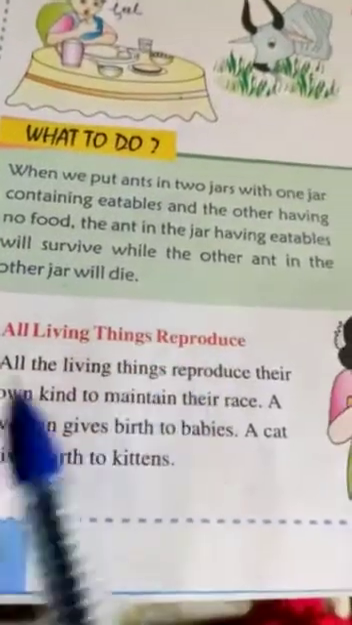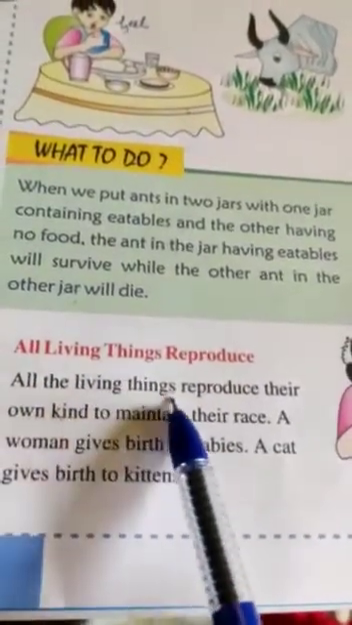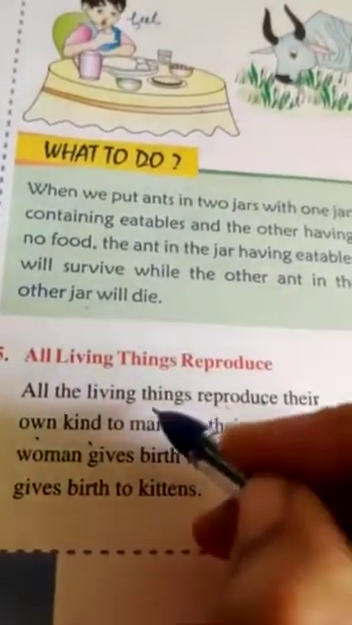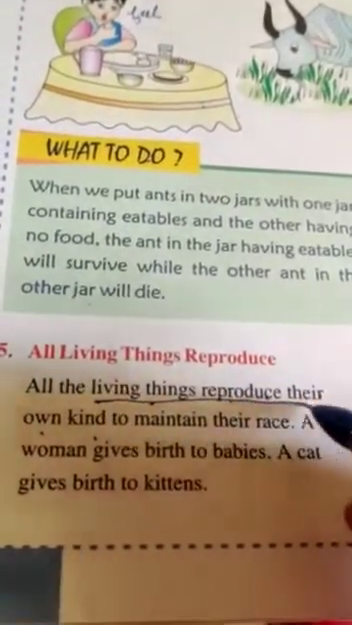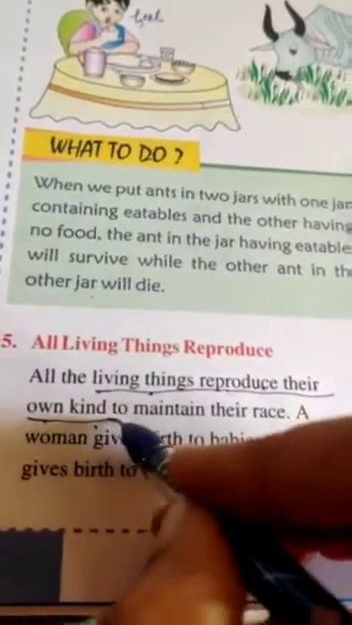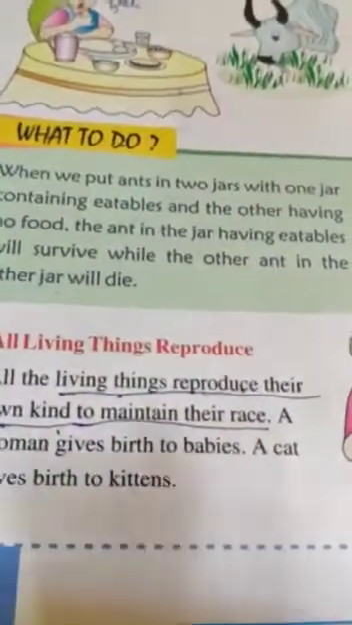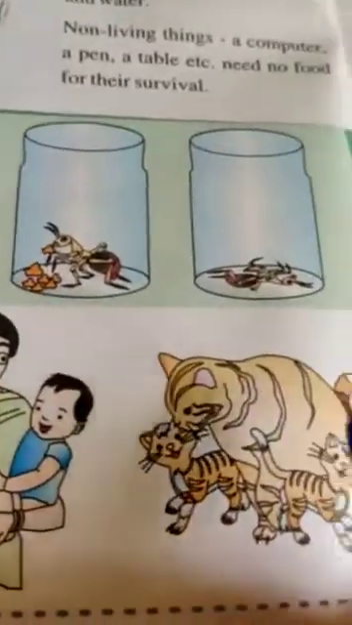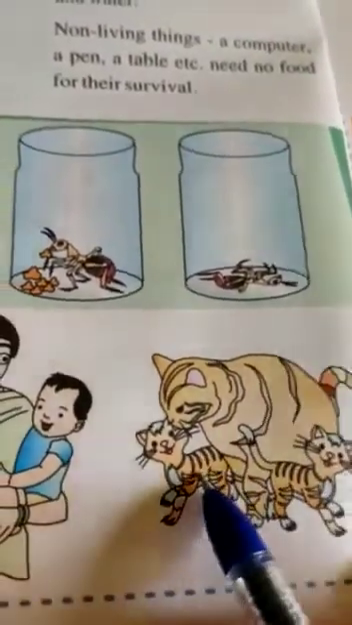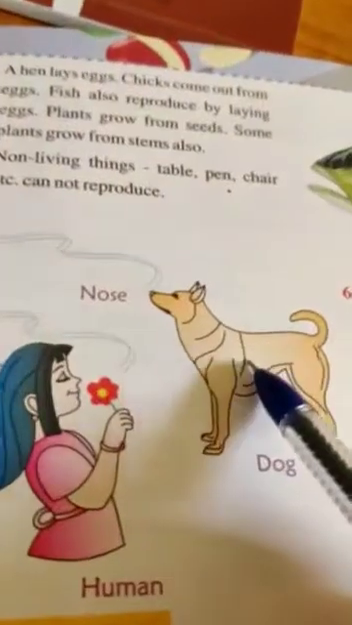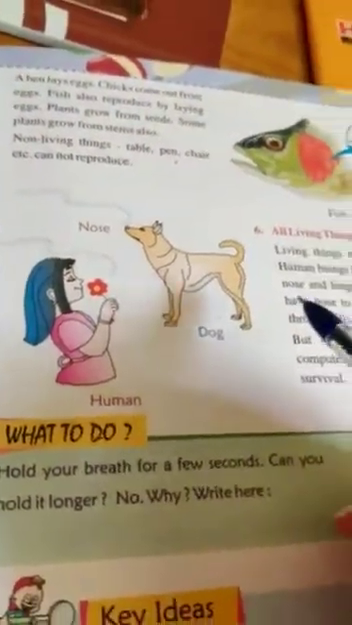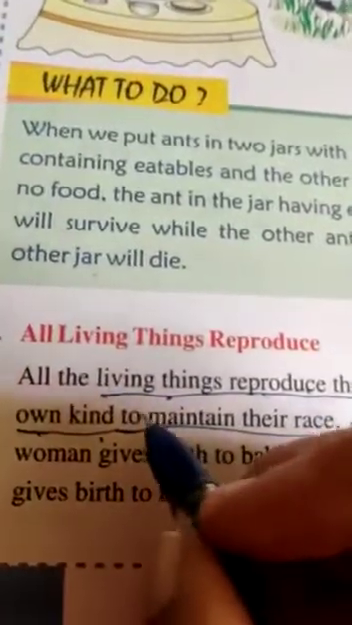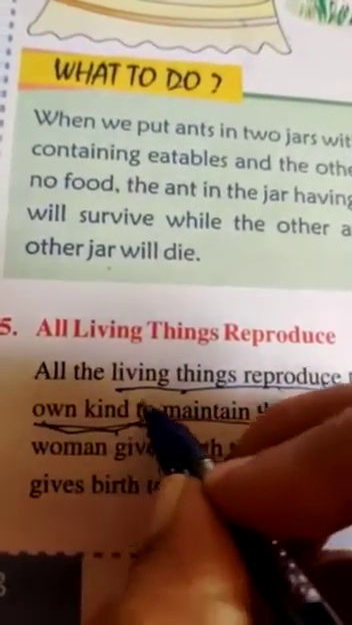All living things reproduce. All the living things reproduce their own kind. The living things reproduce their own kind to maintain their race. So, mummies will give birth to babies. Cats will give birth to kittens. Dogs will give birth to puppies. Okay. So, we reproduce and give birth to our own kind.